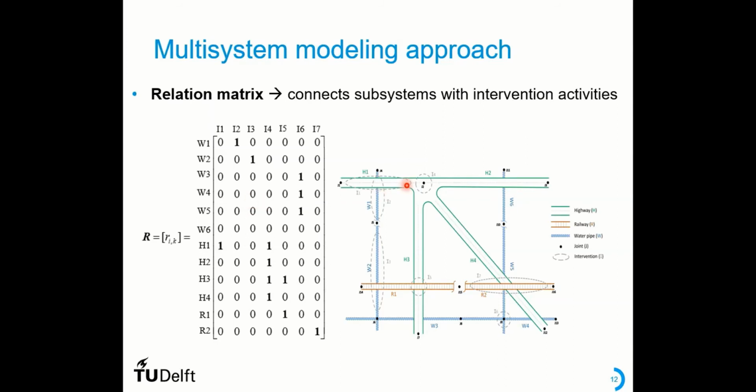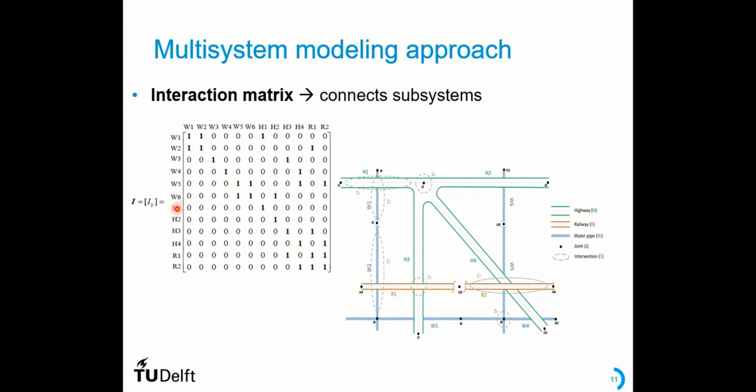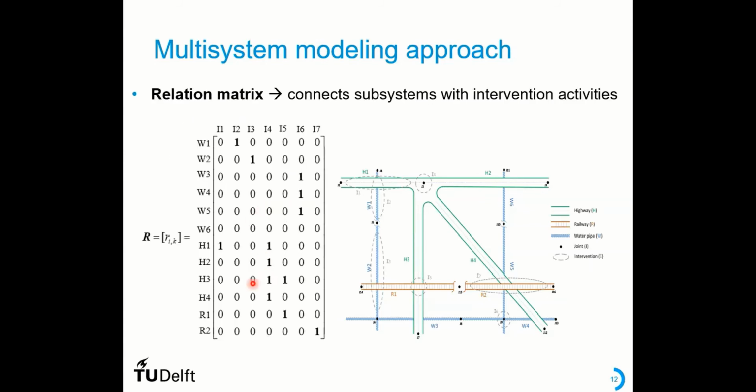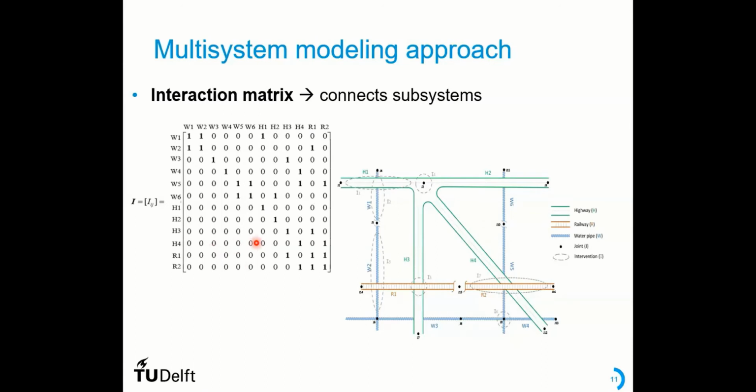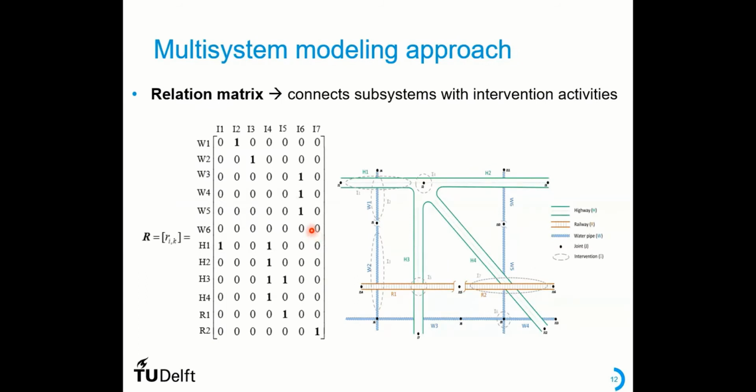The good thing about that is that we can capture here the interdependence between subsystems and intervention activities. So we know an intervention activity is going to affect, for example, subsystem H1, and using the previous matrix, we know that H1 will affect itself, but maybe H3 here will affect, for example, R1 as well. So we can capture this cascading system interruption going from one matrix to another matrix.